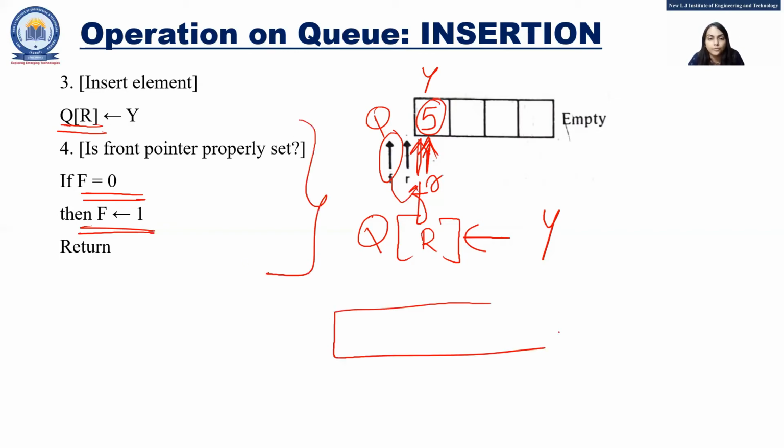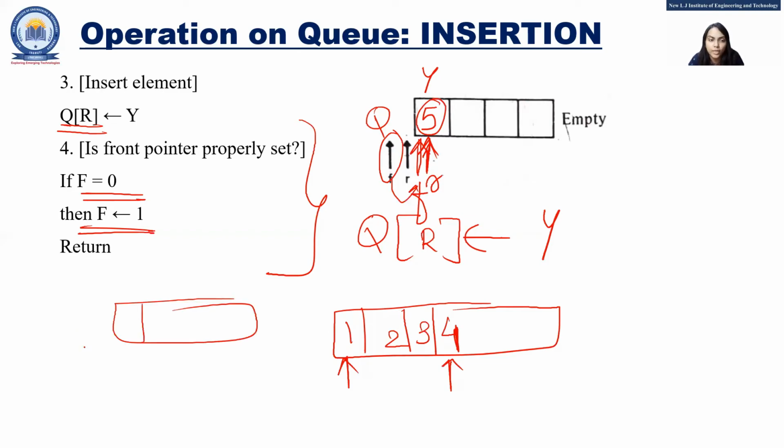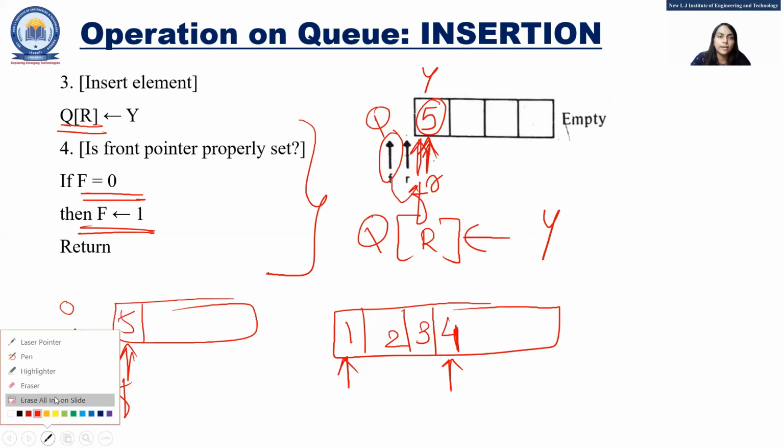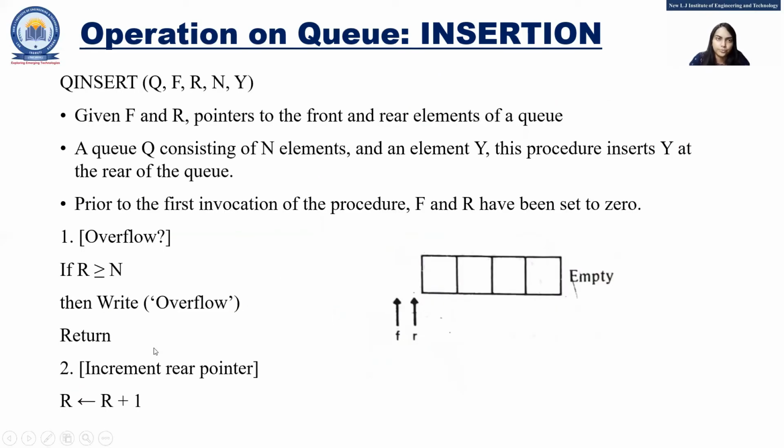Okay, so this is only possible for the first step. If the queue situation is like this, 1, 2, 3, and now we are inserting at 4, front is already over here. We don't need to increment it, right? But when the queue is empty, we need to make sure front goes from 0 to 1 on the first insertion. So this is how we can insert in the queue.